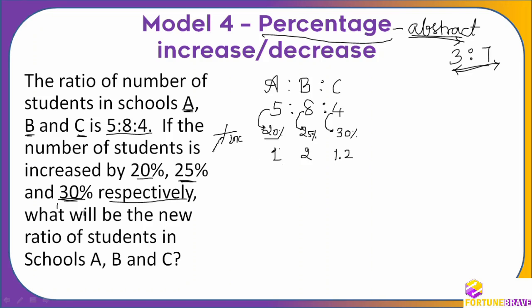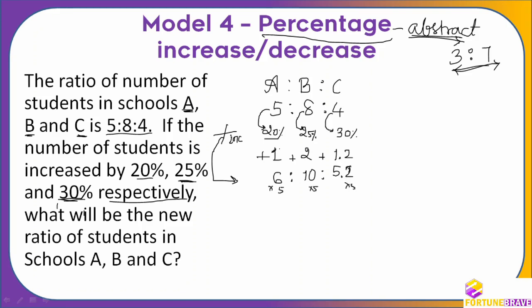So once we increase these numbers by these percentages, the ratio will become 6:10:5.2. I am only adding these numbers. Now, because there is a decimal number, there is a point 2, we need to convert them into whole numbers. To convert them into whole numbers, I see there is a point 2, so I'll multiply all of them by 5.